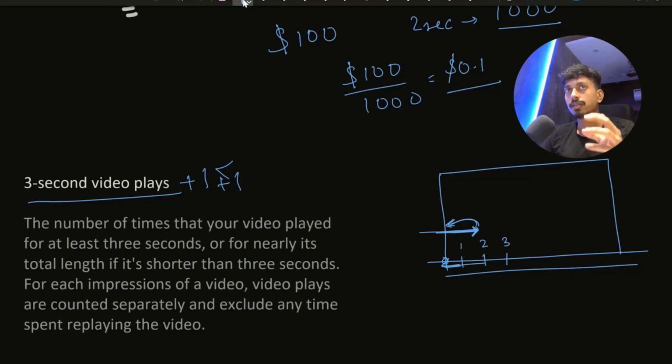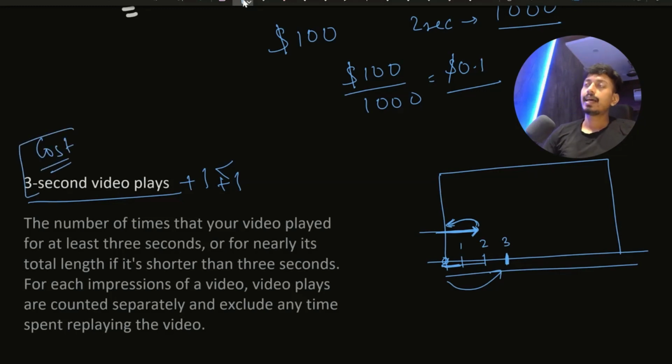So don't you think there is a doubt among people whether it is a 4 second thing and this counter will be triggered? No, it will only be triggered when it reaches the 3 second mark. Only then will this be triggered. And again, similarly, the 2 second video play also has a cost metric associated with it.